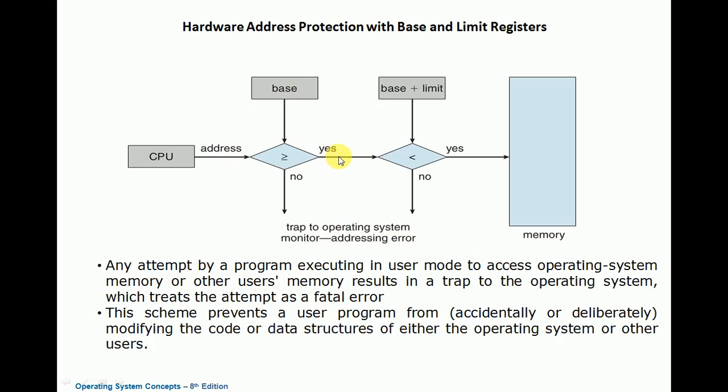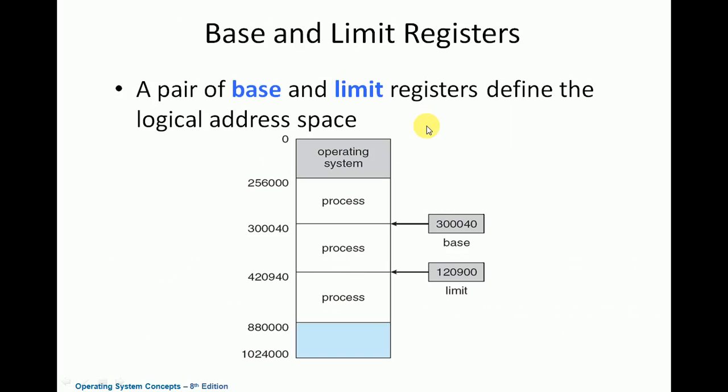If it is true, then we come here, and one more condition we need to test here. Whatever the logical address generated by the CPU should not exceed base plus limit. If you look at the previous diagram, base is here, this is the starting address of the memory location, and limit, from here to here, is basically the range. Limit is the size of the process or the memory allocated to the process. So base plus limit is providing this end address.